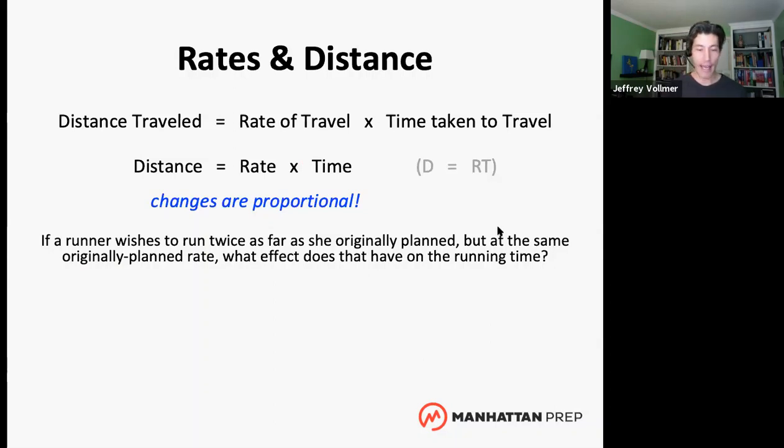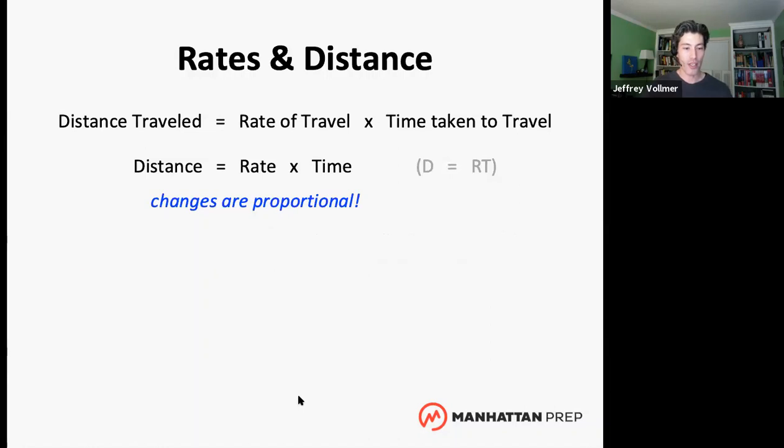Let's take a look at something else, another way you could alter some of the stuff in this equation.